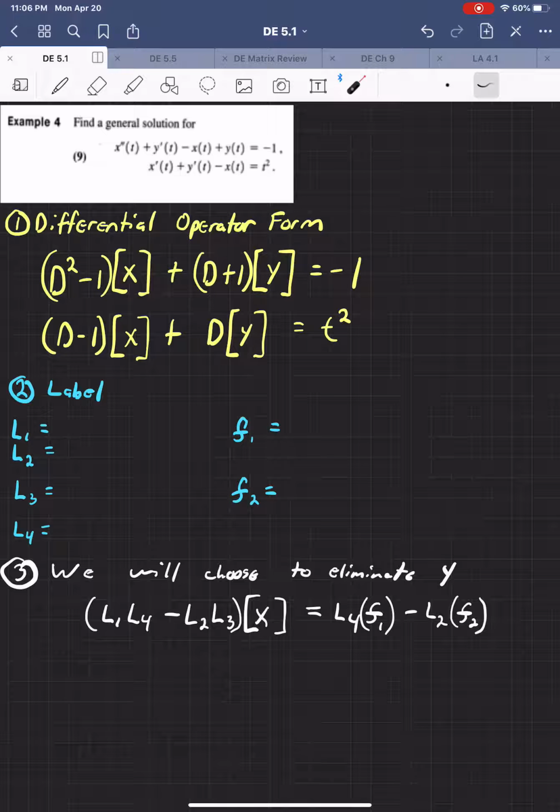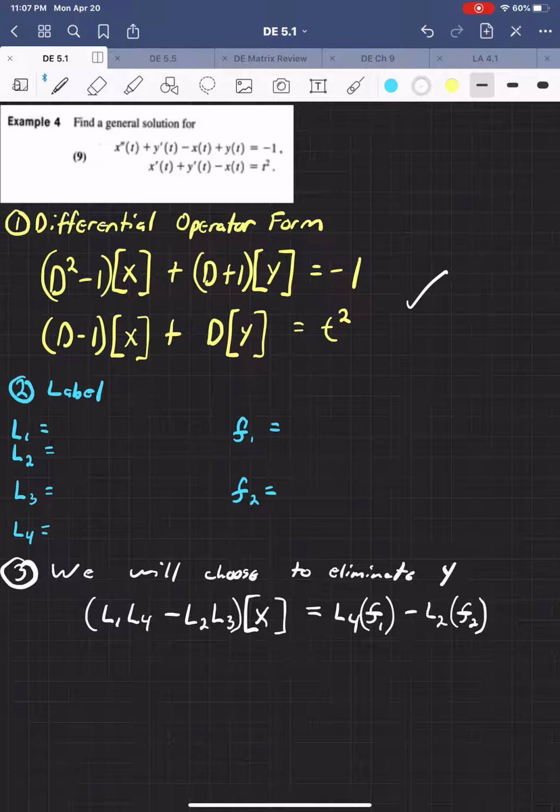Notice in this particular case we have a system of 2 equations, a second order differential equation and a first order differential equation. The first step is to get it in differential operator form. I won't go through that with you, since I have to expedite the process a little bit. So let's just assume that you can get step 1 done.